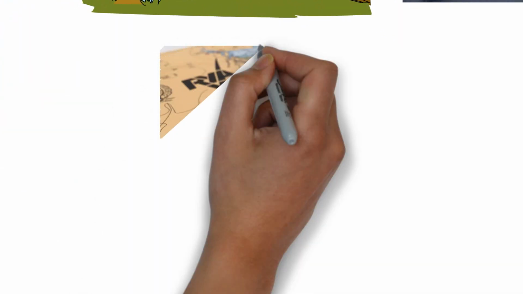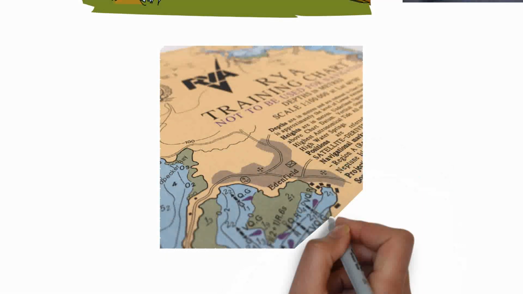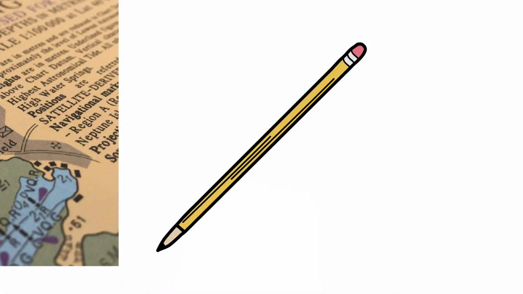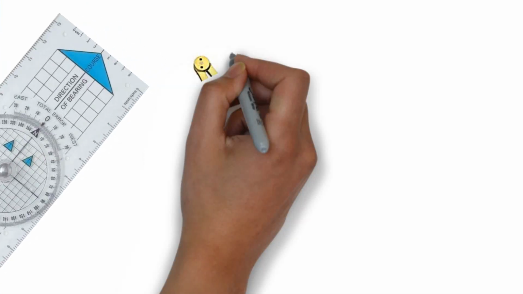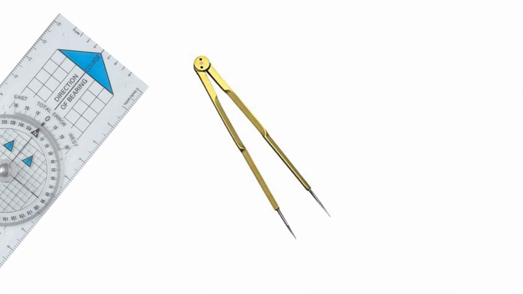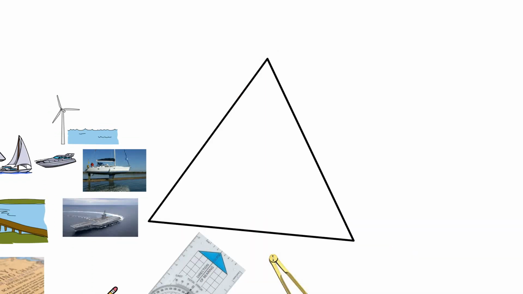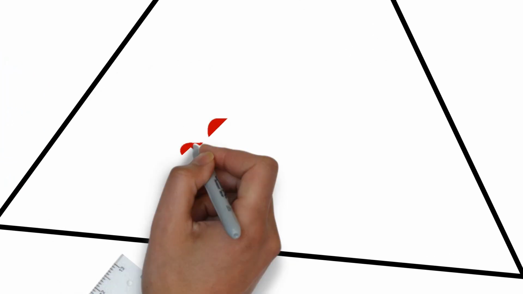This is where our chart, pencil, Portland plotter, dividers are used to draw a triangle to work out the angle required.